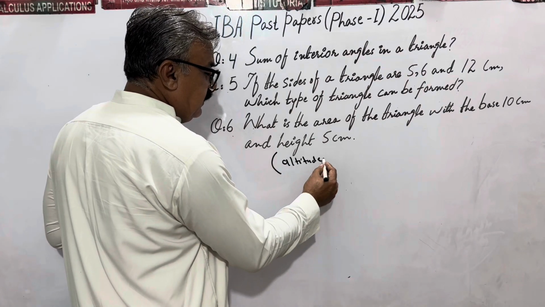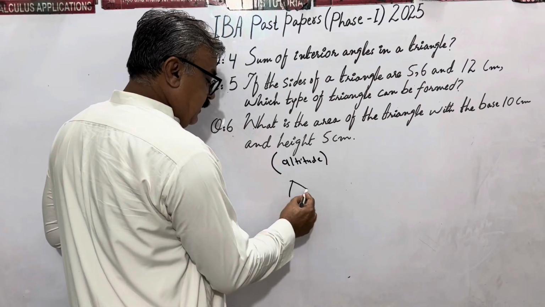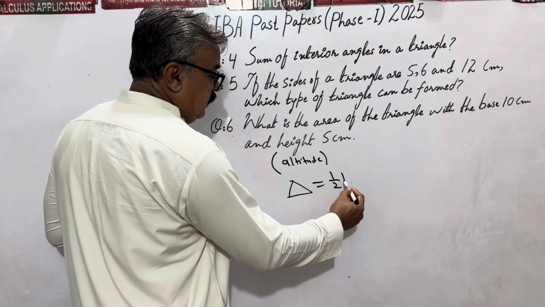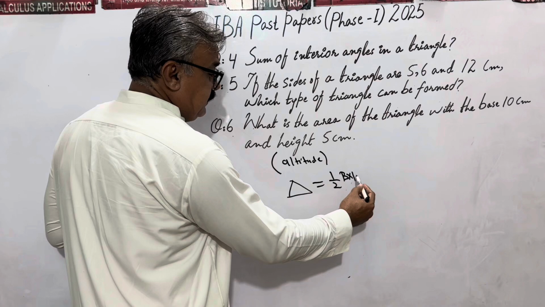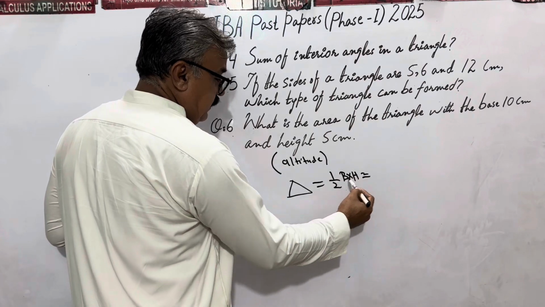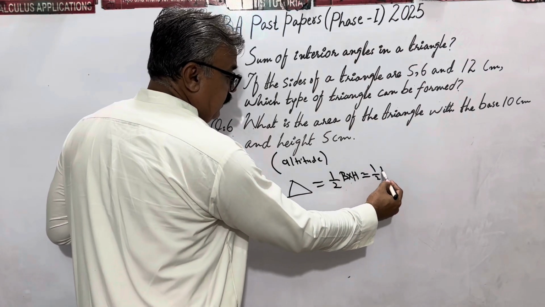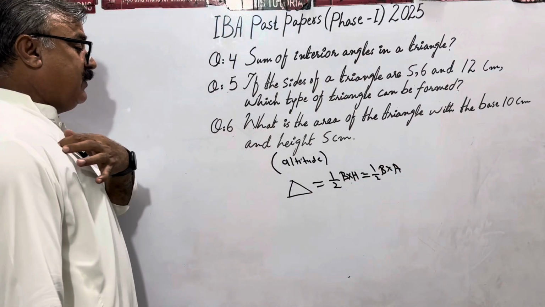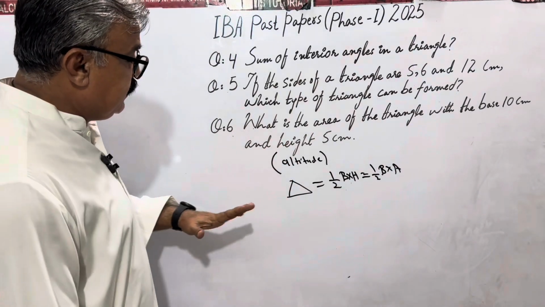Height is also called altitude. So the area of a triangle is equal to 1 upon 2 base times height, or one can write, instead of height, 1 upon 2 base into altitude. Altitude and height are synonyms for each other. Height or altitude, same thing.